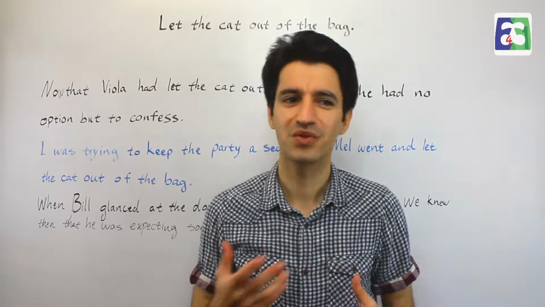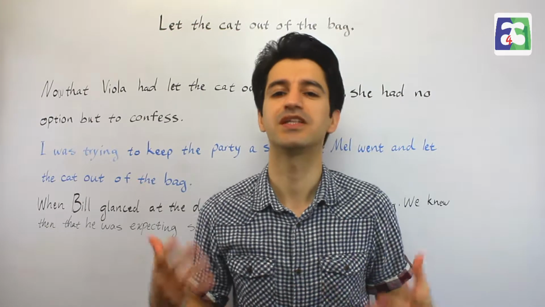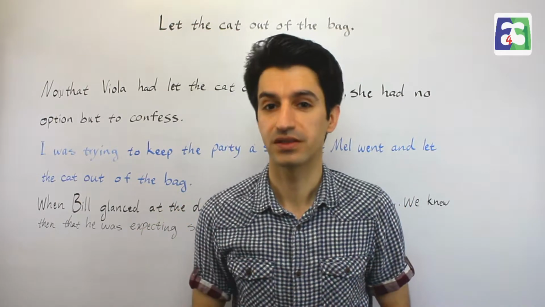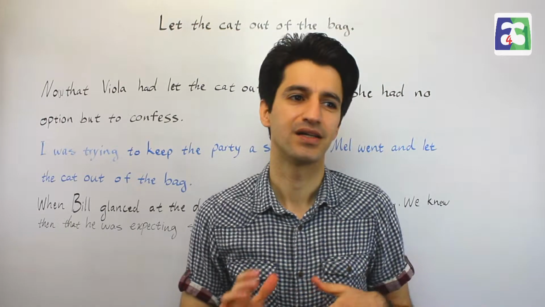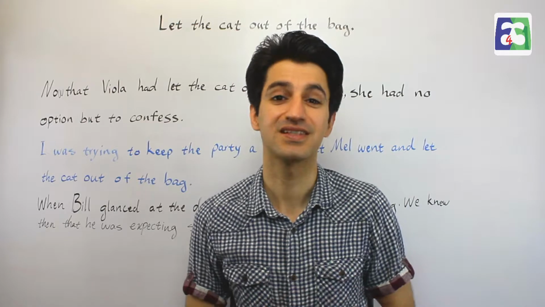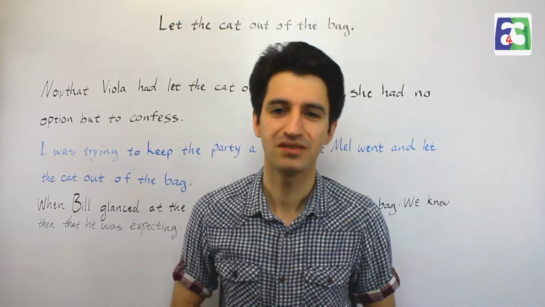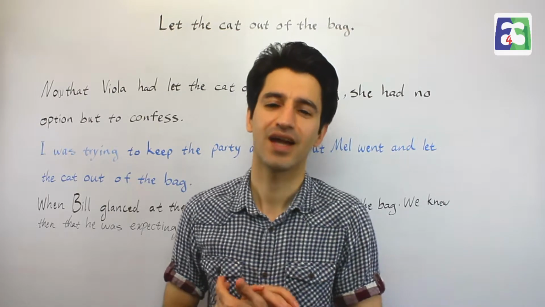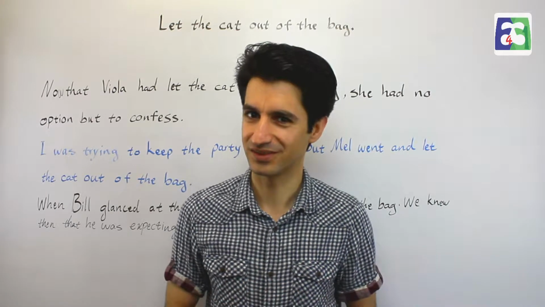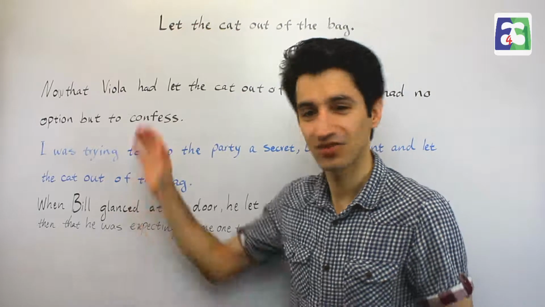So when we want to say that somebody informed others about something that was hidden, concealed, a secret, anything like this, we say that such and such person let the cat out of the bag, meaning revealed the secret. Okay, so now let's look at these examples.